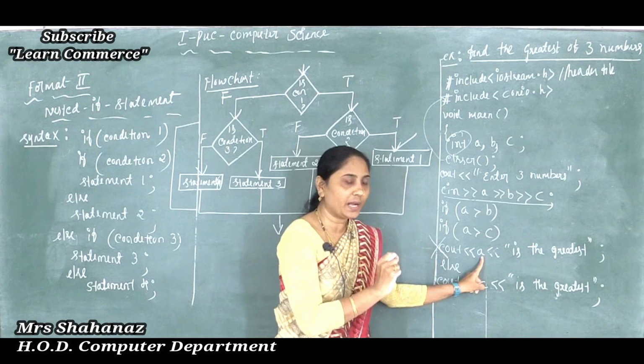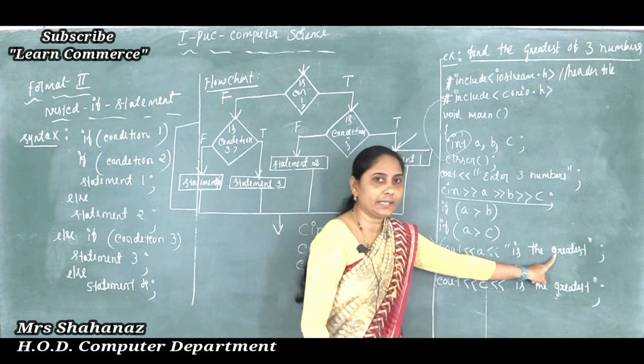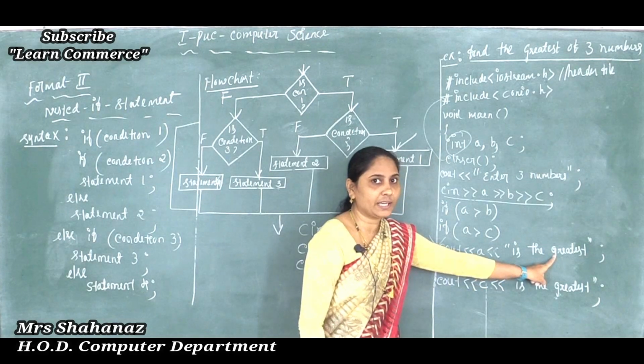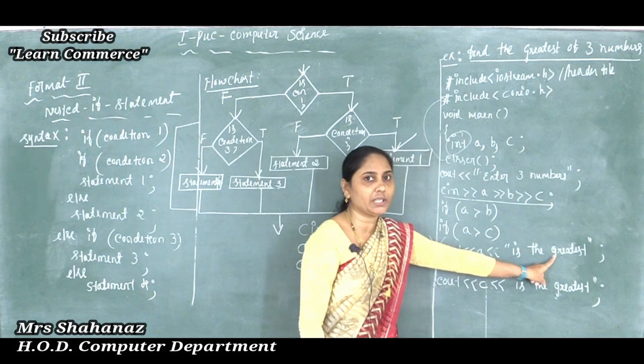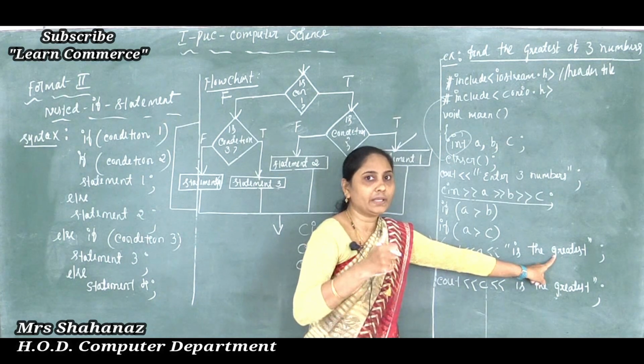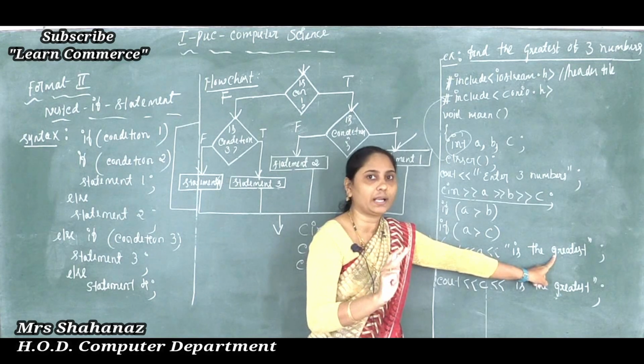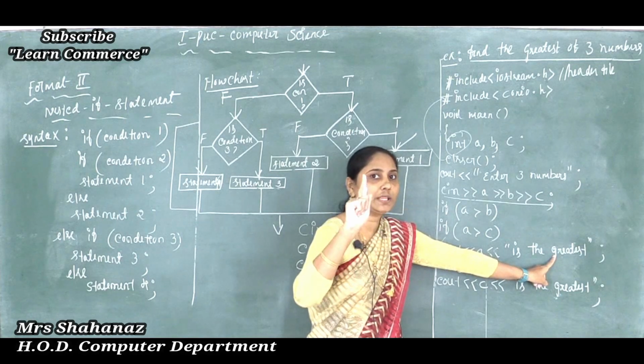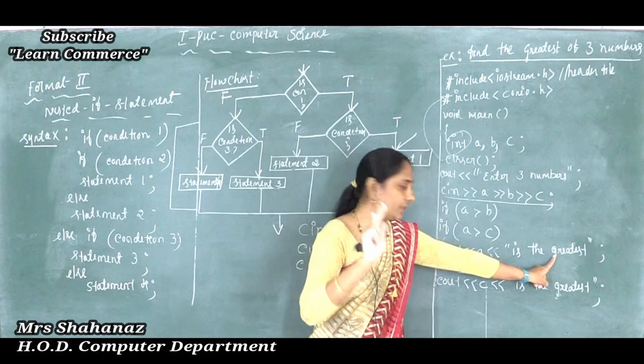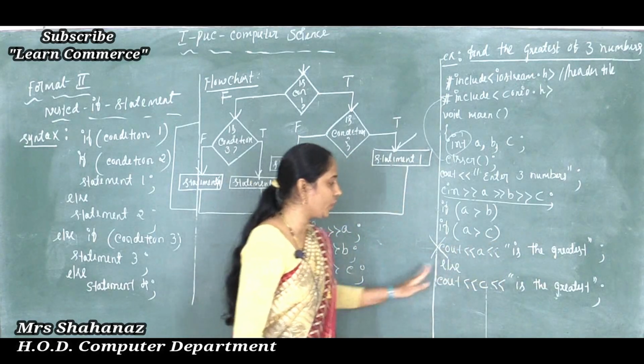So how will it be displayed? "10 is the greatest." Understood? But this statement is not being displayed. We know why it is not displayed. What is our A value, B value, C value, everyone knows. Correct? A is 10, B is 20, C value is 30 here. So this statement is not going to execute here.